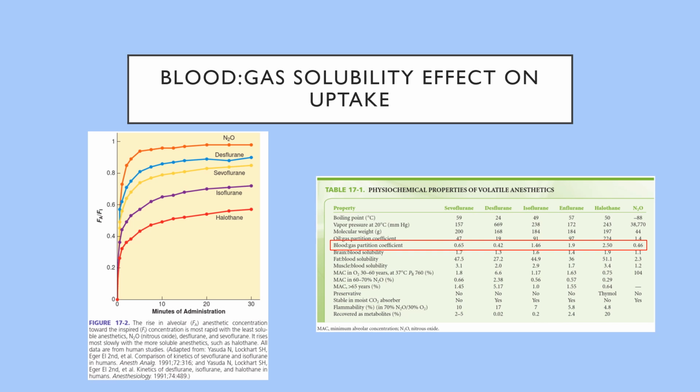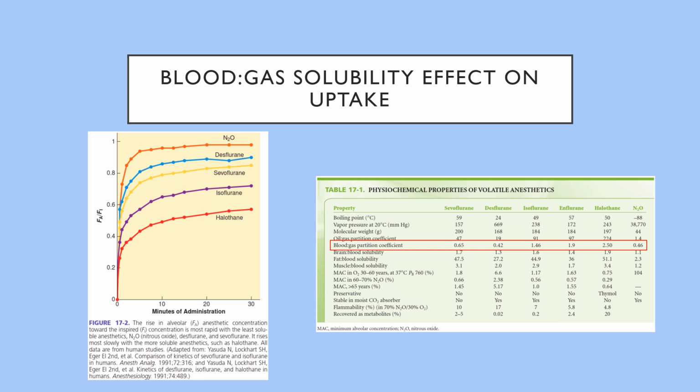To further discuss the anesthetic blood gas solubility effect, at a given inspired concentration of anesthetic, cardiac output, and minute ventilation, the maximum FA to FI is highly dependent on the blood gas partition coefficient. You can see on the graph on the left the relatively insoluble anesthetic gases such as desflurane and nitrous oxide. The rate of rise is much faster than that of sevoflurane and isoflurane. The graph on the right shows the blood gas partition coefficients of each agent.